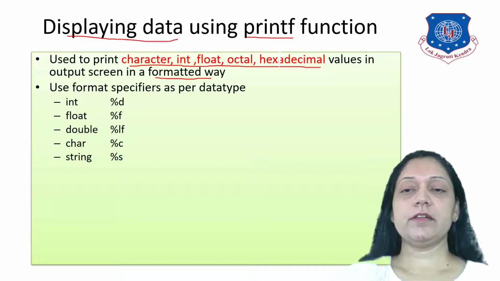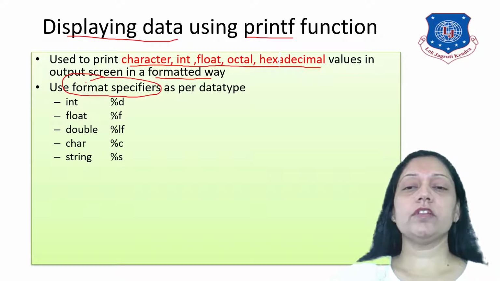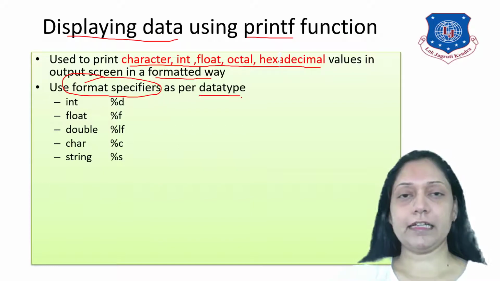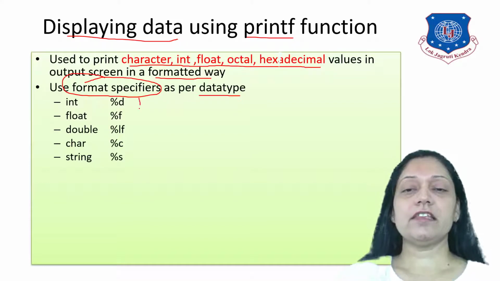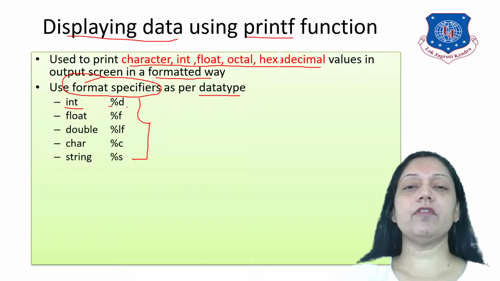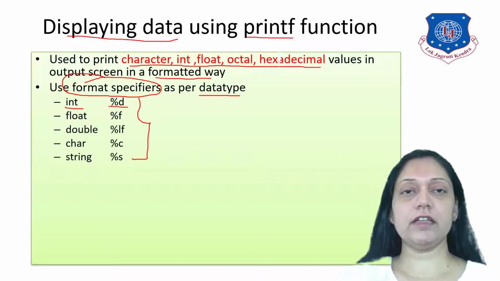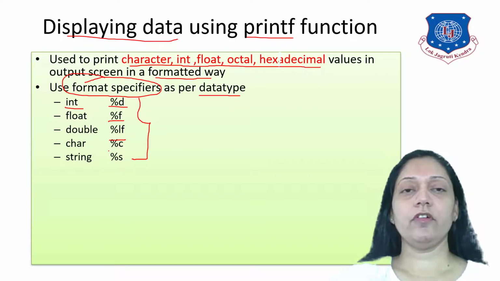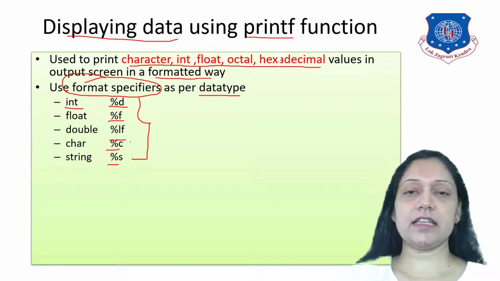For printf statements, whenever you want to display these values, we need to use format specifiers, as we have already discussed in the data type topic. We'll just revise the format specifiers available in printf statements. For the integer data type, the format specifier is %d. For float, it is %f. For double, it is %lf. For character, it is %c. And for string, it is %s.